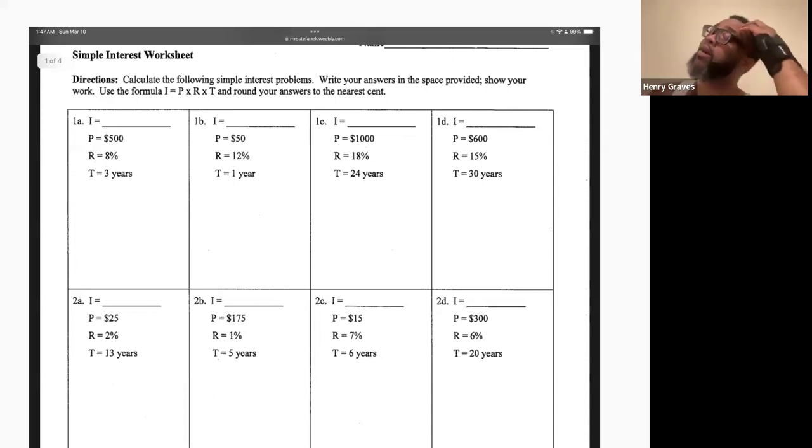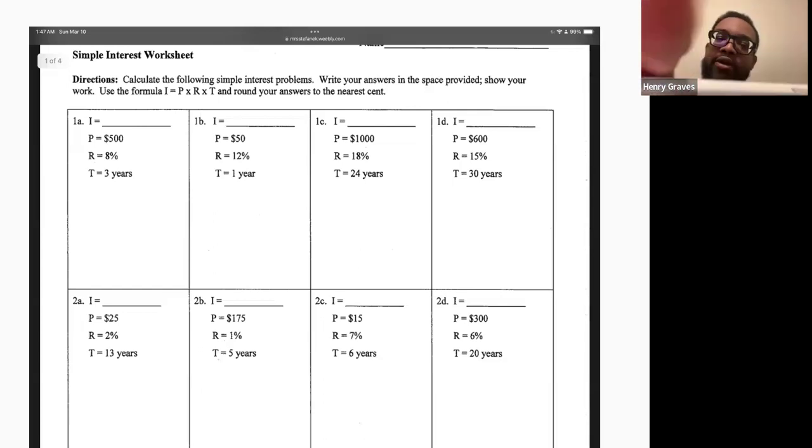If you ever get a loan for a car, typically you have to pay interest and you're going to have to put money down. So, for instance, on 1A here, say you put $500 down and you have an 8% interest rate, and you have to pay the car off in 3 years.